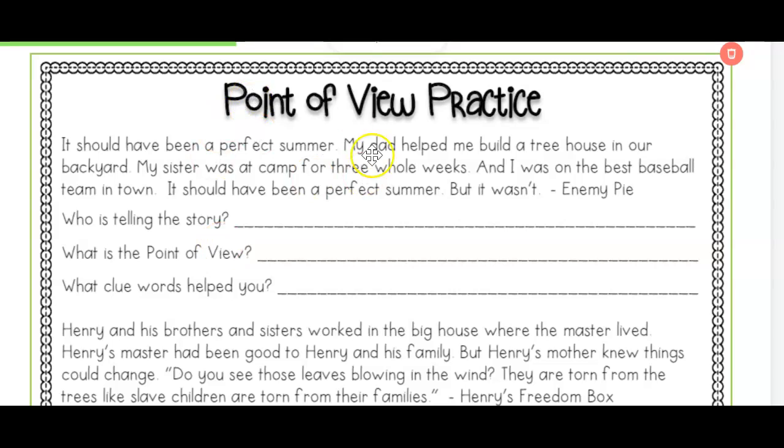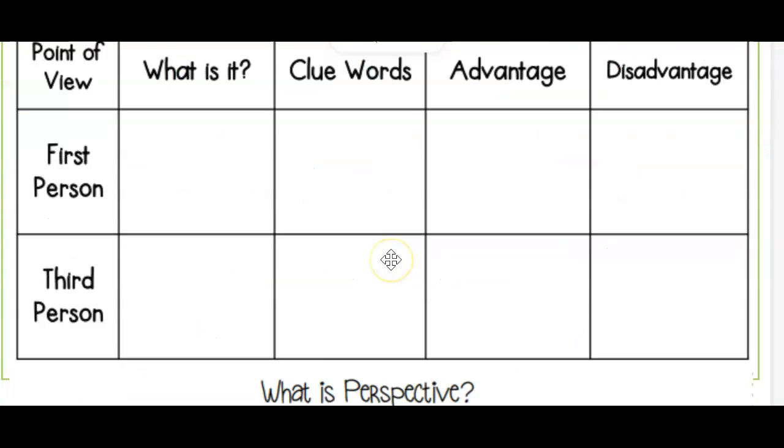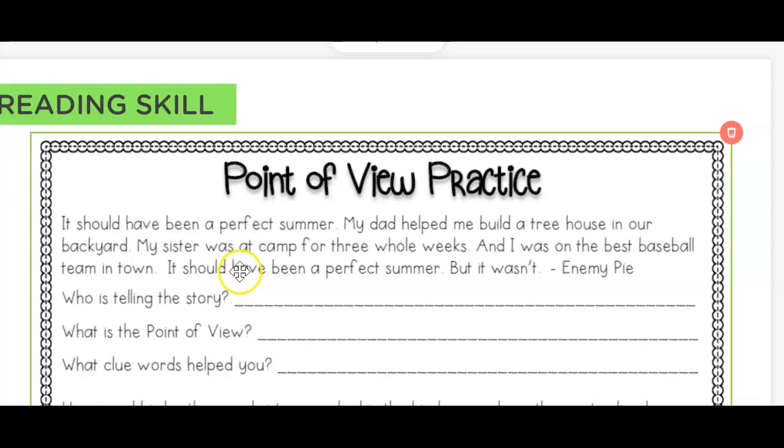Now, we looked at two types of point of view: first person, when it's told from the character's point of view, and third person, when it's told from the narrator's point of view. We have key words like I, me, my, we for first person, and key words for third person like he, she, and them. You can look back at your notes to help you as we do today's activity.